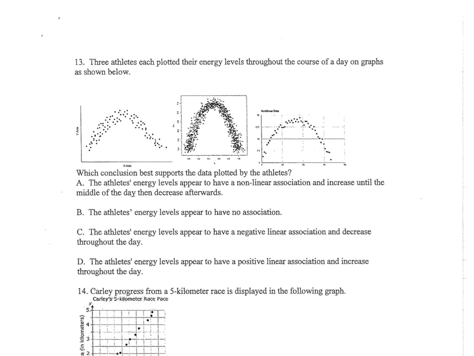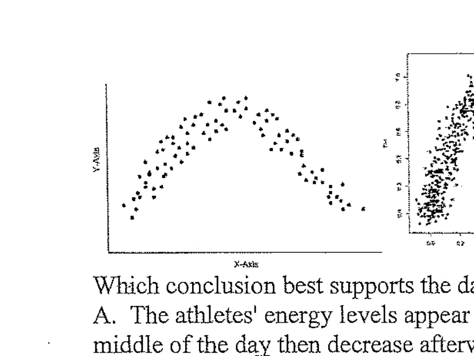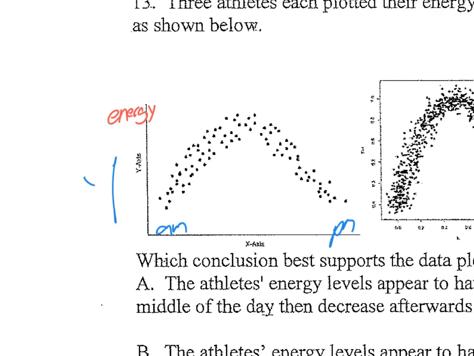Number 13. Three athletes each plotted their energy levels throughout the course of the day on graphs as shown below. Which conclusion best supports the data plotted by these athletes? Okay, before I even bother reading these, let's check out the graph. So I would assume that this is going to be AM, we'll call this PM, and then these will be energy levels. So energy, except I can't spell energy, and I didn't mean to do all that stuff that just appeared on there. Okay, let me try this again. Energy. Sure, that's how you spell energy, I think.